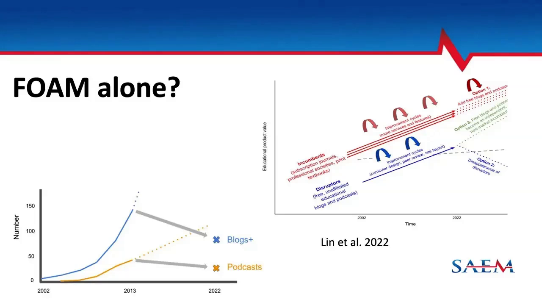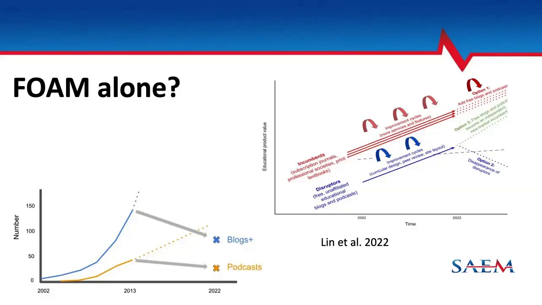It's totally counterintuitive, but FOMED sites are actually declining in numbers. This is from a 2022 paper by Lin et al. And they found that the unique FOMED sites are actually dropping. It's like a 40% decrease from 2014 to 2022.